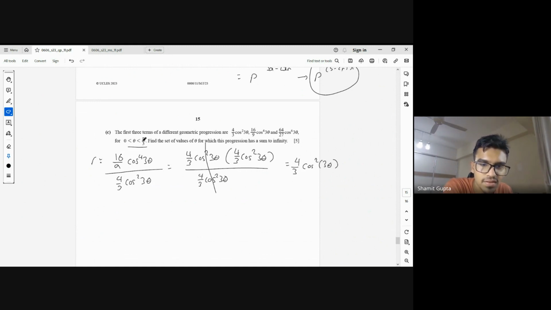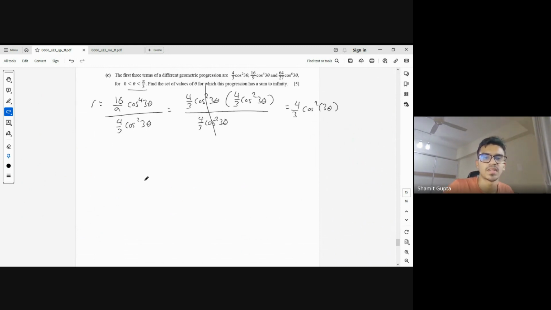Theta 0 to pi/3. Find the set of values for theta for which the progression has a sum to infinity. Wow, this is going to be nice. Okay. Remember, for sum to infinity, the modulus of the common ratio should be less than 1, so R should be between 1 and -1. So R is 4/3 cos square 3 theta.